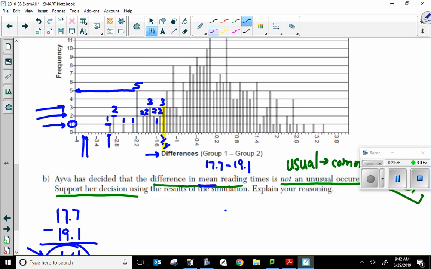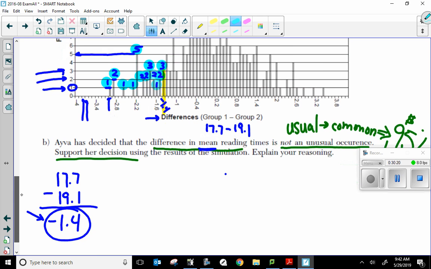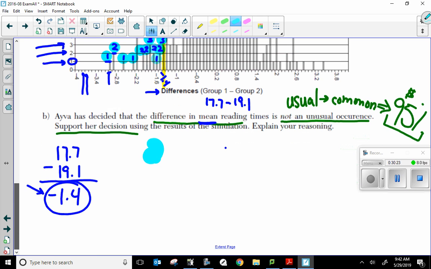So what I'm going to do is add all of these up. I'm going to take 1, 2, that gives me 3, plus 1 gives me 4, plus 1 is 5, and so forth. 10, 12, 14, 17, 18, 20, 22, 25. There are 25 outcomes that are negative 1.4 or less. So what I'm going to do is this. There are 25.